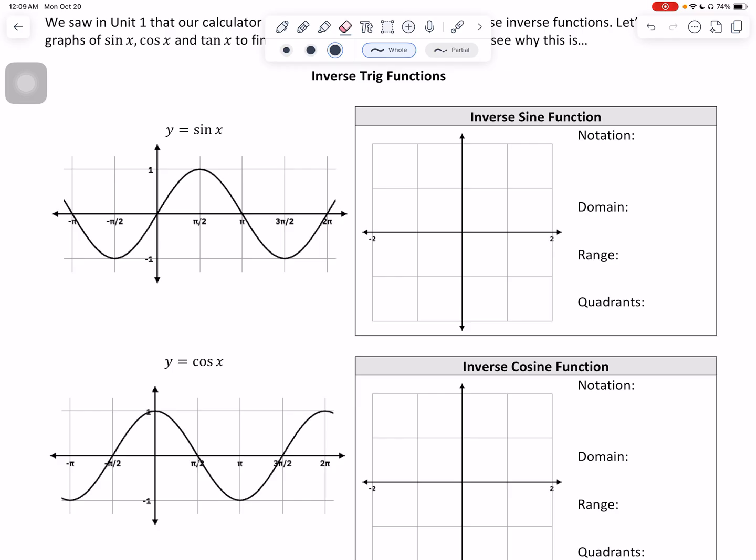So we're going to start with sine. Here's a graph of sine, and if I am looking at this, I'm going to go ahead and label my quadrants. This is quadrant 1 between 0 and 2 pi. This is quadrant 2 between pi over 2 and pi, and quadrant 3 between pi and 3 pi over 2, and quadrant 4 between 3 pi over 2 and 2 pi.